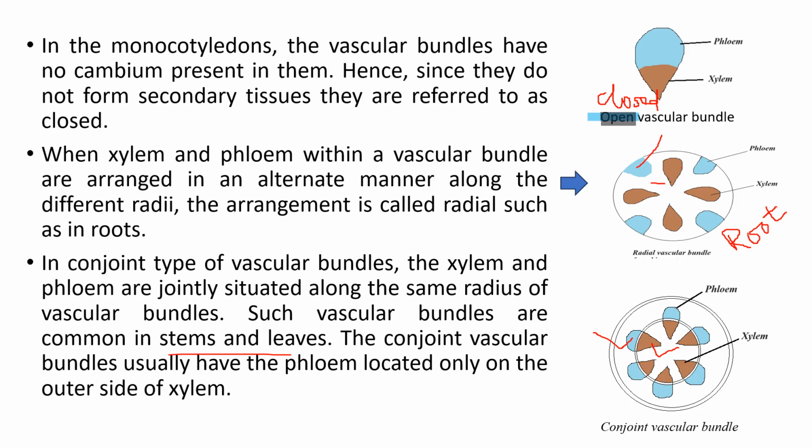Then in conjoint type of vascular bundles, these xylem and phloem, unlike radial vascular bundle, are present together. So there are two types of vascular bundle. One is radial, where xylem and phloem are present separately in case of root. But there is another type known as conjoint, where xylem and phloem are present together. This radial type is seen in case of root. But in case of stem and leaf, conjoint type of vascular bundle is seen.